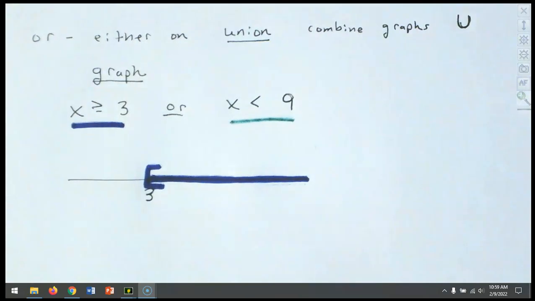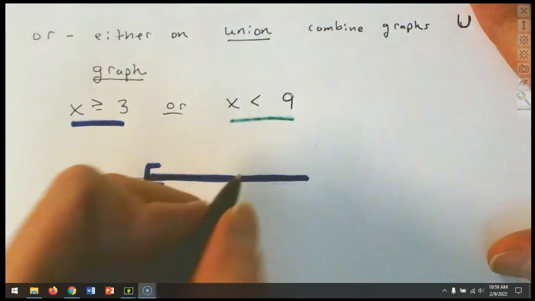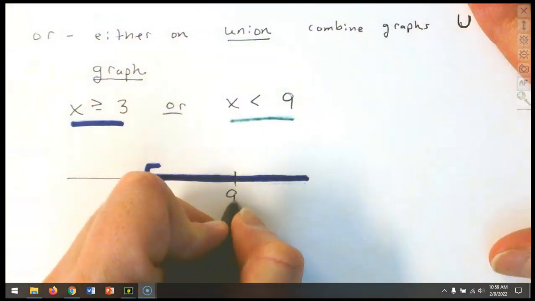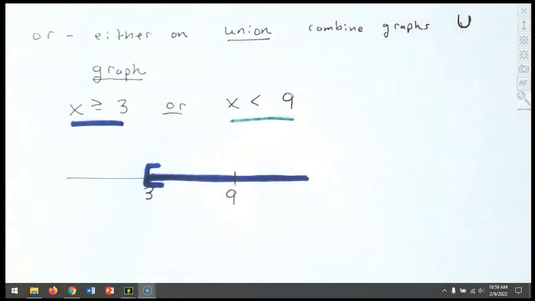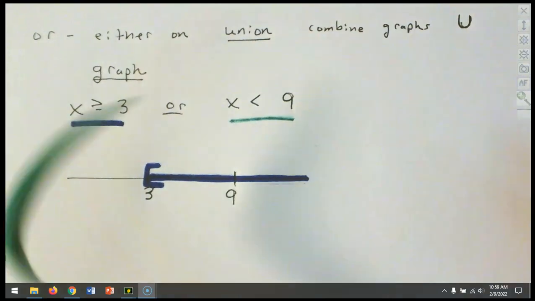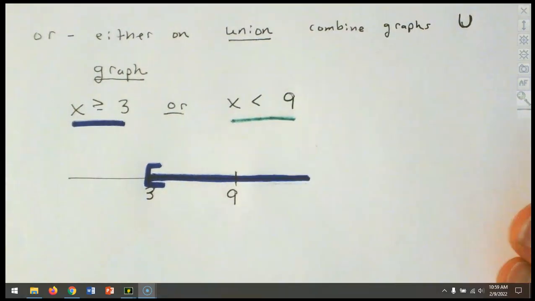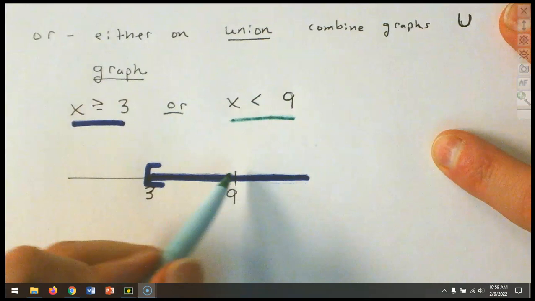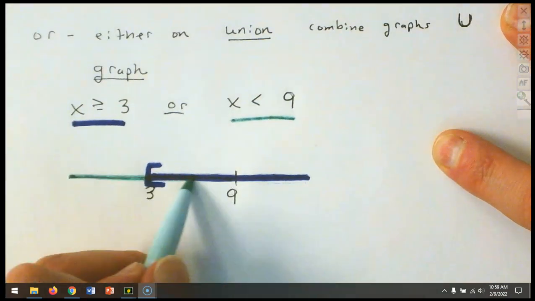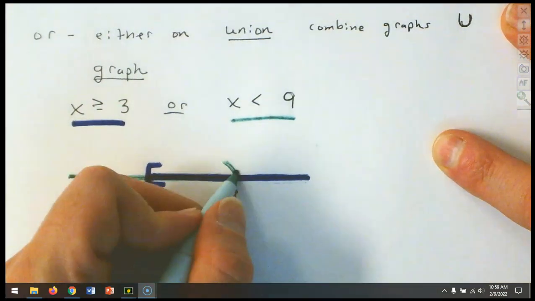And what about this one? This one's 9. And which way does it point? Yep, it's going to point to the left, isn't it? Right, the way it points. So we're going to shade back to the left. And we're going to use parentheses here.